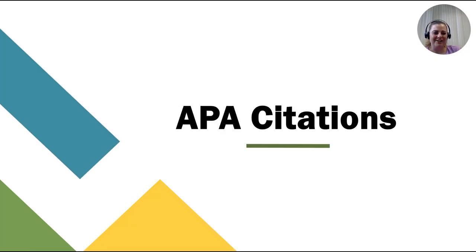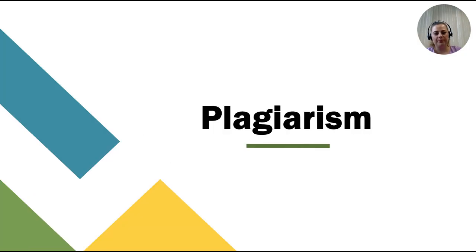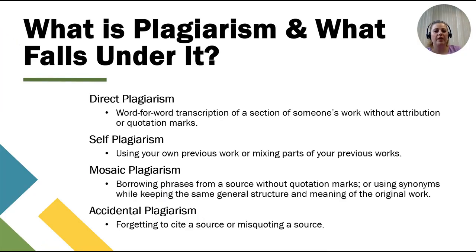So APA citations. Why do we cite our sources? First, it makes your work more credible. It tells the reader where you found your information, and it allows them to learn more by beginning with your sources. It also gives credit to the people whose words and ideas you are using and building upon. And finally, it protects you from plagiarizing. So citing your sources gives you that credibility, it acknowledges your original sources, and it makes sure that you aren't stealing someone else's work.